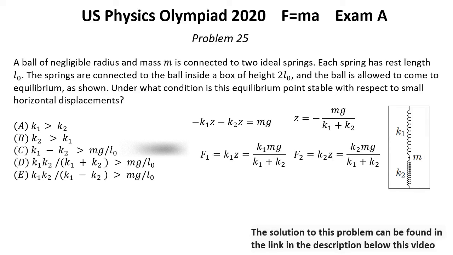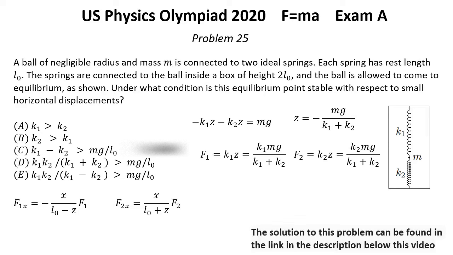Now let's do a small horizontal displacement x. In this case, because the change of length of these springs is of second order of smallness compared to x, we can count only the part of the horizontal change in force. For the upper spring we have x over L0 minus z multiplied by force F1, and for the lower one we have x over L0 plus z multiplied by F2.